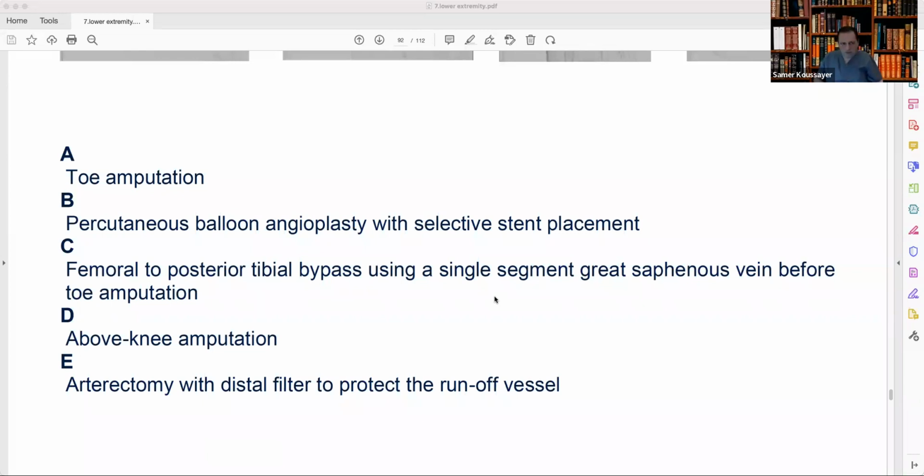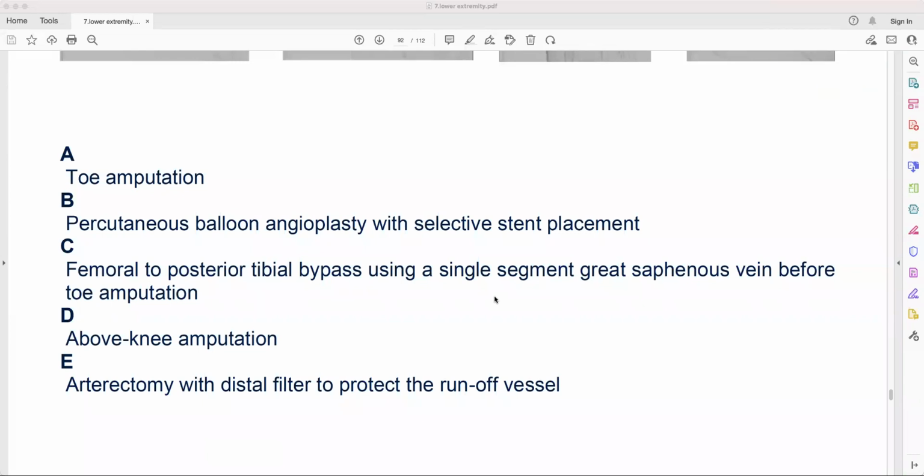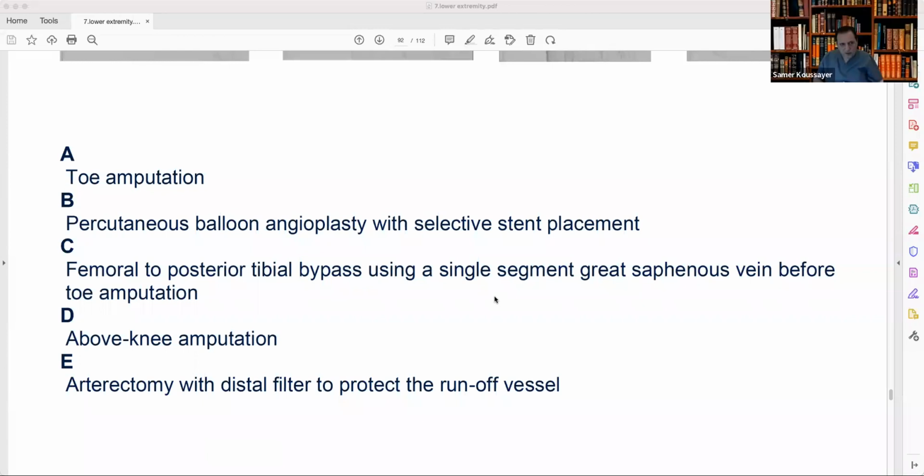Atherectomy with distal filter to protect runoff vessels. There is only one vessel open, so they don't want any of that. Did any study show atherectomy is better than balloon angioplasty? Anyway, endovascular here is out of the question.